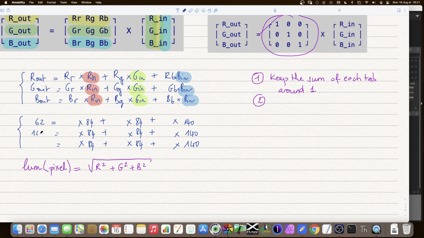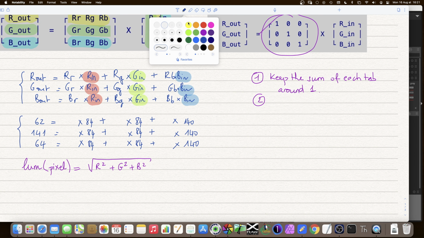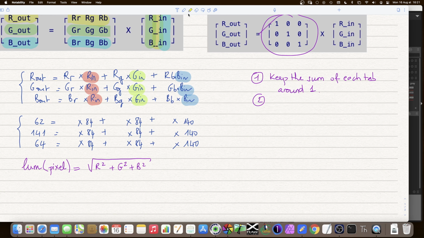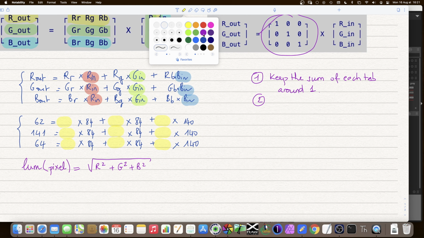62, 141, 64. And now the problem is to find, I'll take this pen, 1, 2, 3, 4, 5, 6, 7, 8, 9 numbers that will actually compute correctly, so that each of the 3 calculations gives the 3 numbers that I want. Now I'd like to state that in maths, when you have 3 equations with 9 unknowns, there is an infinite number of solutions, and that maybe is the first takeaway point.